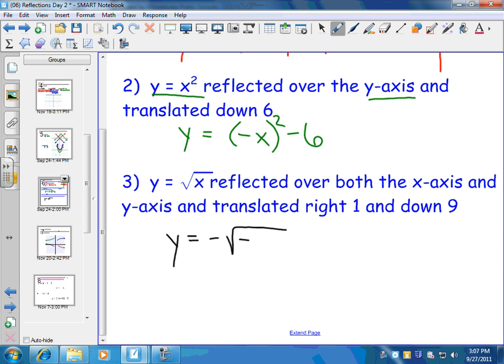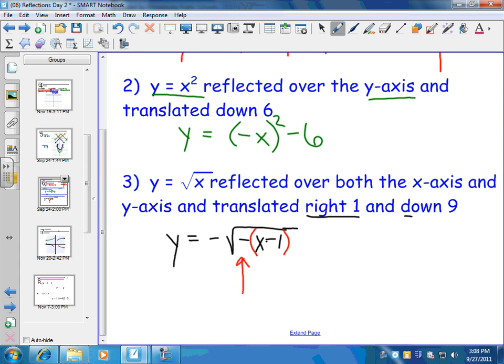And translated right 1. Now the most important thing of why I wanted to put this problem in here is if I just write it like this, translated right 1 would mean it would be minus 1. If I go ahead and carry that square root all the way over, there's something wrong with this, okay? Notice how this negative right here is only being applied to the x right now. Very important. You're going to need parentheses around this, okay? So that reflection applies to that whole translation of moving 1 to the right, okay? Don't forget parentheses if you have a negative on the inside.